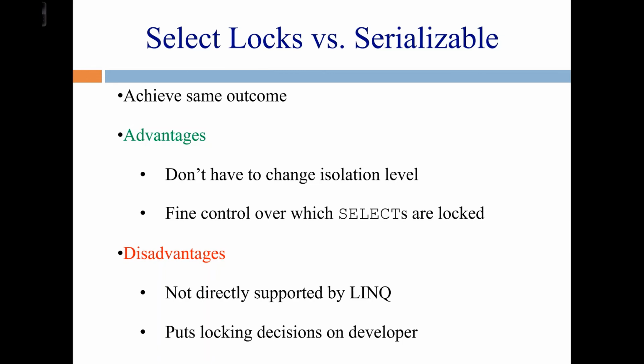Disadvantage is, one is that it's not directly supported by LINQ, and the other is that it puts these locking decisions on the developer, where you have to decide which selects to lock and which rows to lock, whereas if you just think of it in terms of a transaction, the transaction processing system will automatically figure out when and if it needs to synchronize. So we're not really going to look at selecting locks much further because transactions are going to solve pretty much all of the problems that we will have with synchronization.